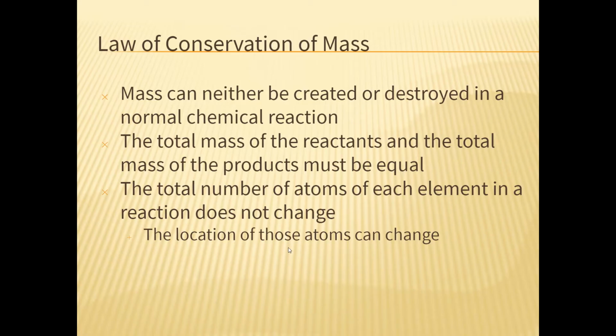So the first thing you need to remember about balancing chemical equations, because you may have seen this previously, is the law of conservation of mass, which says that mass can neither be created nor destroyed in a normal chemical reaction. This can also be related to the law of conservation of matter, which says basically the same thing. So what this means is that the total mass of the reactants and products must be equal. It also means that the total number of atoms of each element in a reaction does not change. They just rearrange into new compounds or new substances.